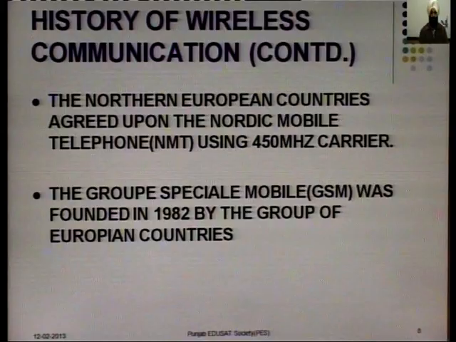Then northern European countries agreed upon Nordic Mobile Telephone, NMT, using a 450 megahertz carrier. The Groupe Spécial Mobile, also named GSM, not today's Global System for Mobile but the Groupe Spécial Mobile, was founded in 1982 by a group of European countries. They agreed upon some features and standards, and then this GSM was founded by European countries.